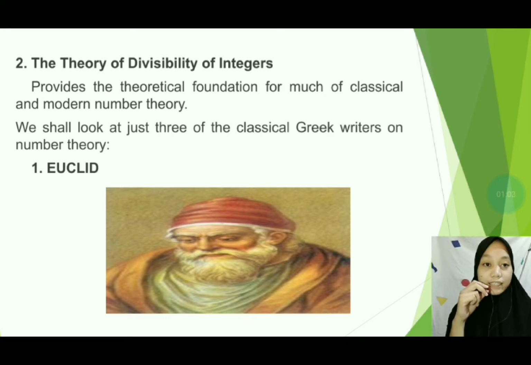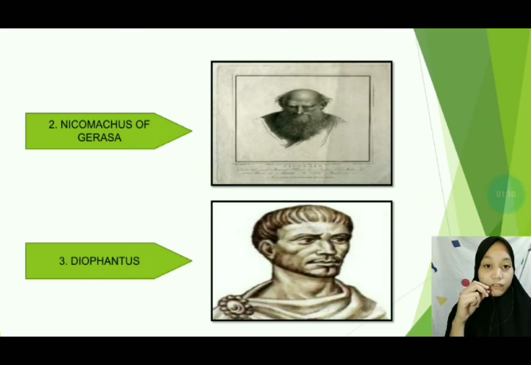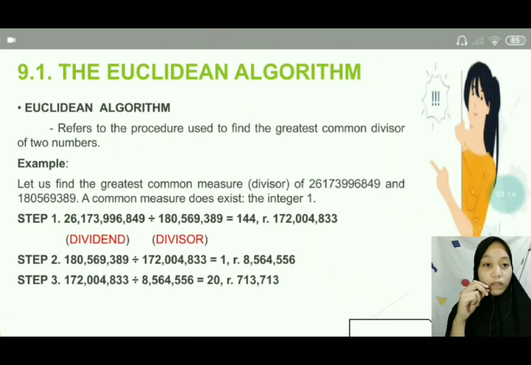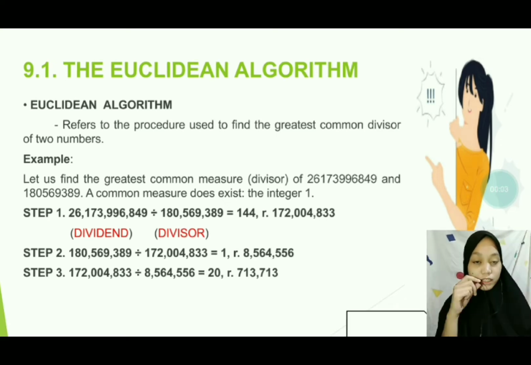So we have three classical Greek writers on number theory. The first one is Euclid. The second one is Nicomachus of Gerasa, and the third one is Diophantus. So our next topic or lesson is the Euclidean algorithm. So the Euclidean algorithm refers to the procedure used to find the greatest common divisor of two numbers. So for you to understand this procedure of finding the greatest common divisor of two given numbers, here is our example.